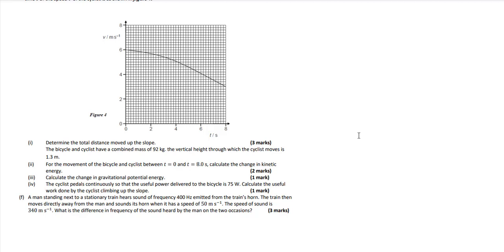The cyclist pedals continuously so that the useful power delivered by the bicycle is 75 watts. Calculate the useful work done by the cyclist climbing up the slope. Then F is on Doppler effect. So let's begin by analyzing the question keenly. Now, what do we have?